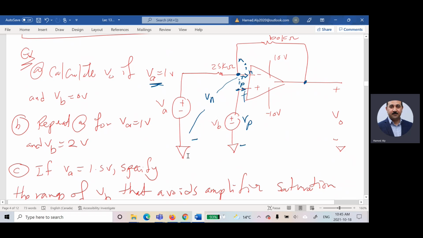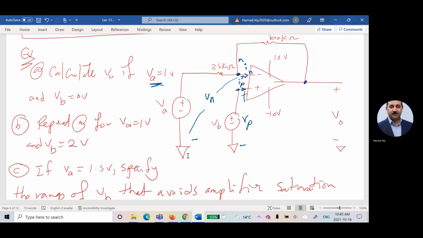Then I will define VP and VN as a function of the input voltage, if I can. If not, that's okay, leave them right now. So the first step, I'm going to define IP and IN, and I'm going to say IP is equal to IN is equal to 0. The second step, I'm going to define the location of VP and VN and the relation between them and the input voltage, if I can.